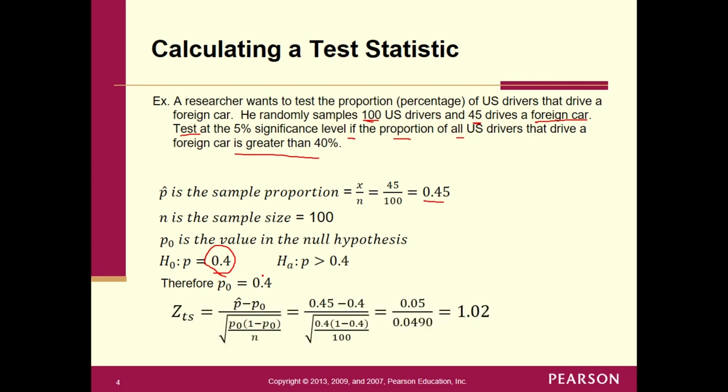So if you fill in the pieces, notice you got here 0.45 minus 0.4. There's your standard error down here. We go ahead and calculate, and we get 1.02 for your test statistic. So that's how you calculate a test stat for testing the population proportion P. Can your test stat be negative? Sure. That just means that your p hat, your individual observation, was what? Less than the value in the null hypothesis. So can you get a test statistic that's negative? Certainly. Z-scores can be negative.